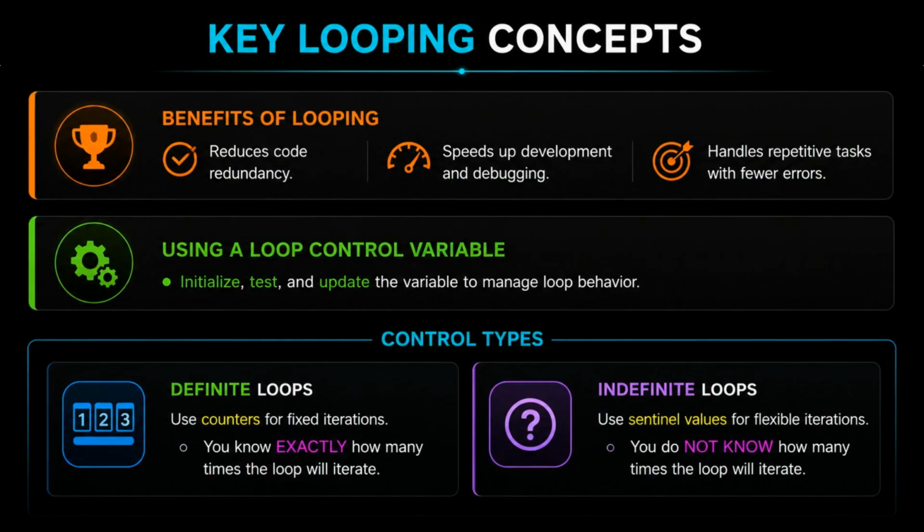Looping reduces code redundancy, speeds up development and debugging, and handles repetitive tasks with far fewer errors than writing the same logic out manually. Every loop relies on a loop control variable, initialized, tested, and updated to manage its behavior. There are two control types. Definite loops use counters for a fixed number of iterations. You know exactly how many times it'll run, while indefinite loops use sentinel values for flexible iterations, where you don't know in advance how many times it'll run.